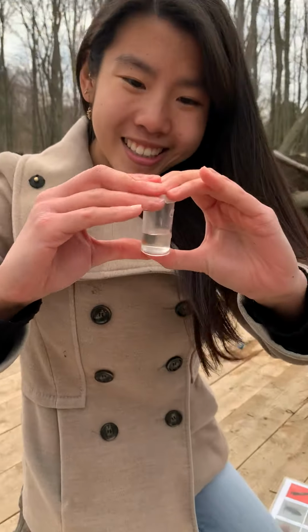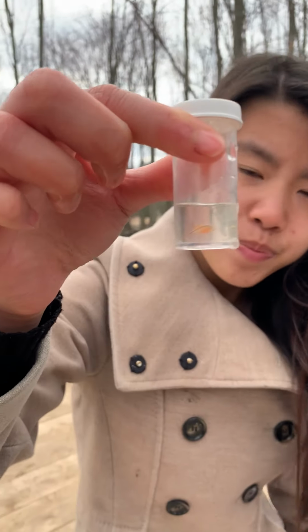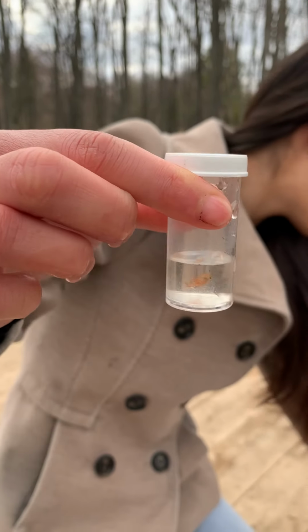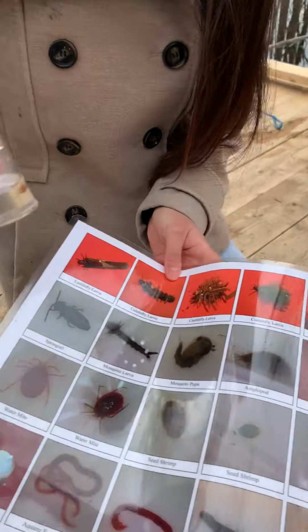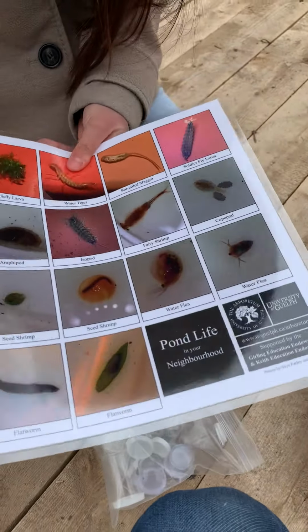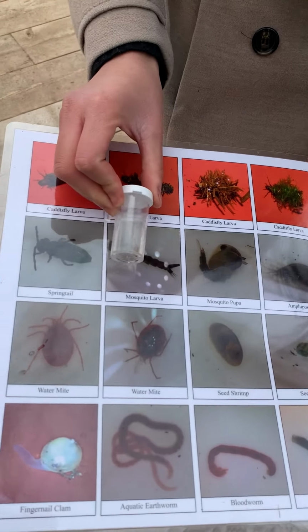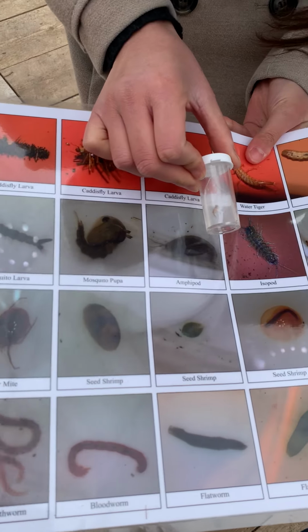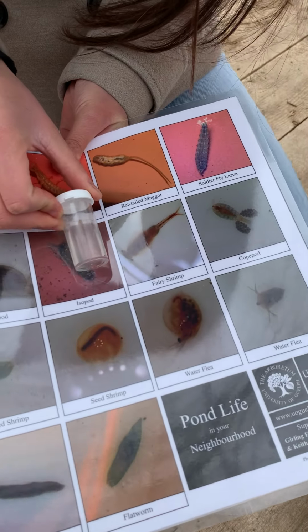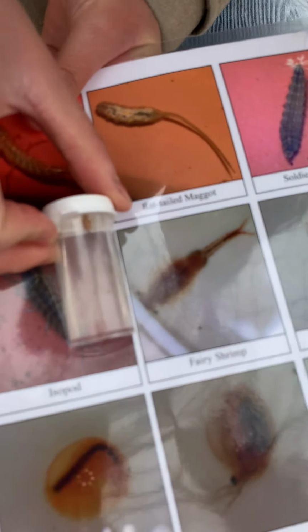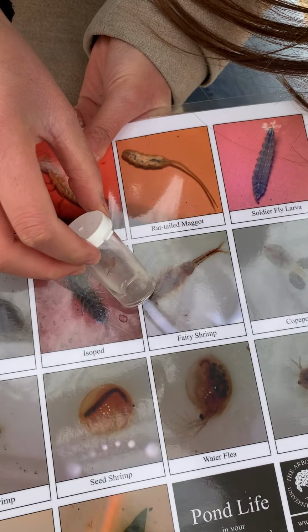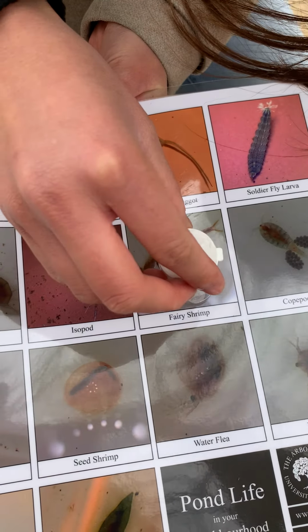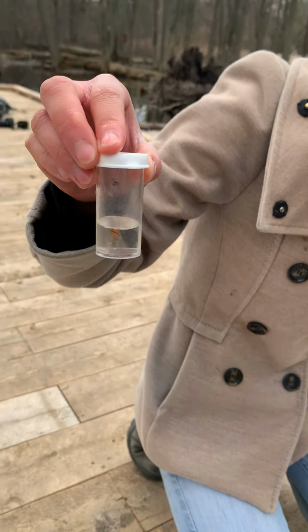Alright. So here he is. And if we look in our biodiversity sheet, we can probably match that up to something. Figure out what he is. See anything that matches? Oh, this looks like a pretty good match. Yeah, fairy shrimp. So this little guy is a fairy shrimp.